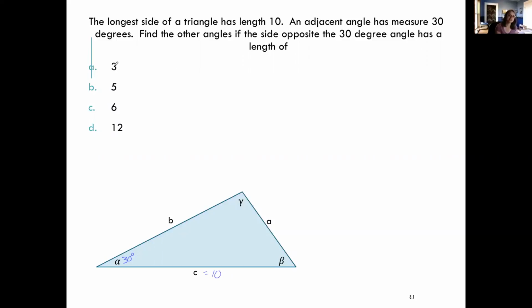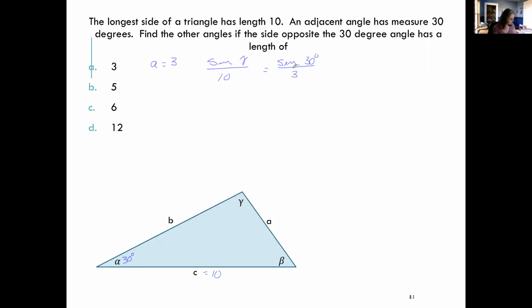So let's start with case A. In this first case, we're saying that A equals 3. And we want to find the other two angles. Well, that's not so hard. Sine of gamma divided by 10 is going to equal the sine of alpha, which is 30 degrees, divided by 3.